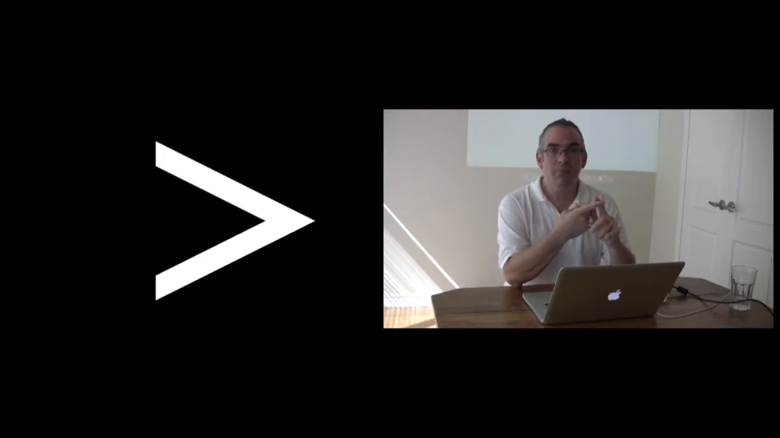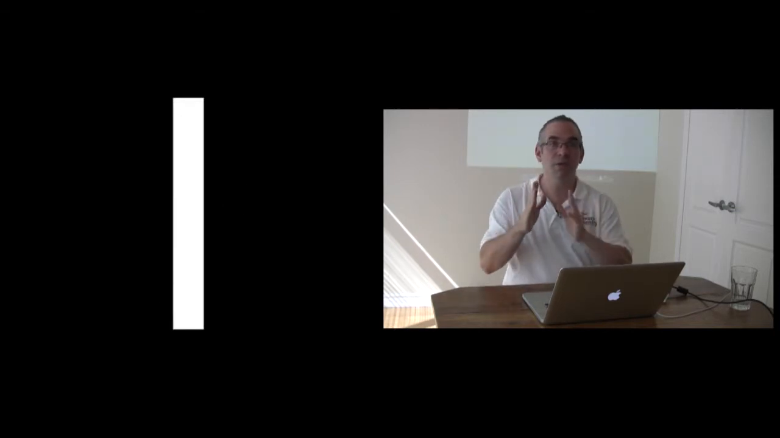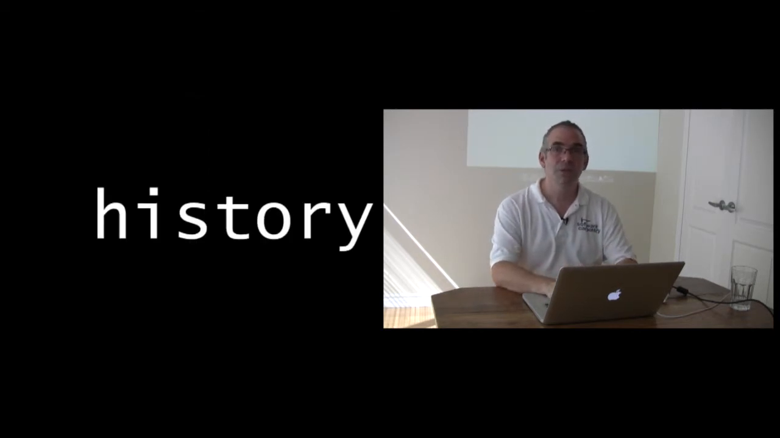We've also seen a few extra things that aren't really commands, but are just as important. Dot dot means the directory above me. Greater than means redirect my output. Vertical bar means pipe. Take the output of one command and use it directly as the input for another. And history means show me what I've done.